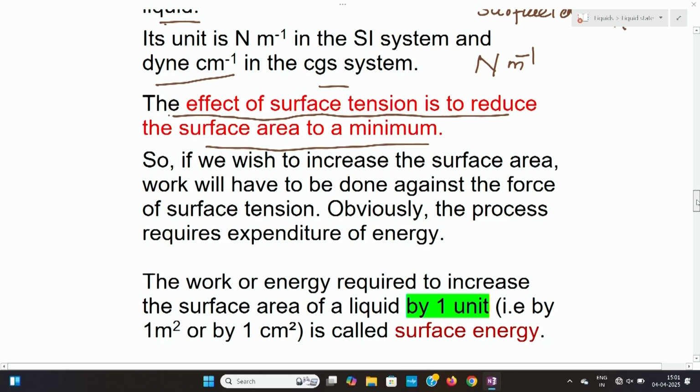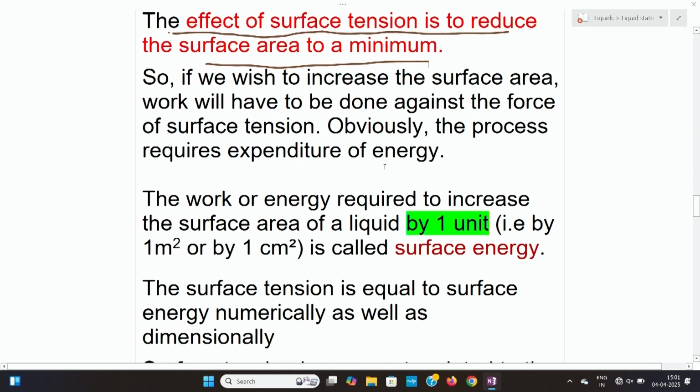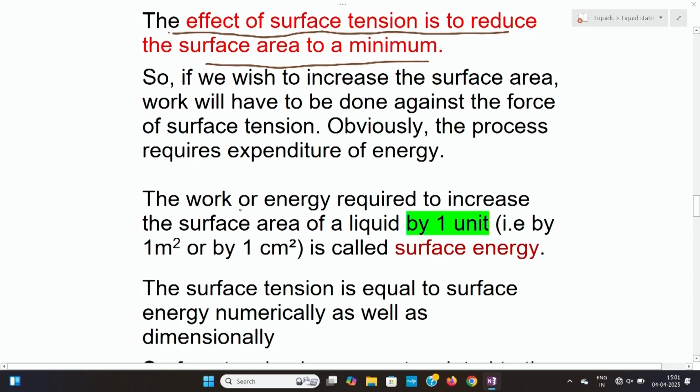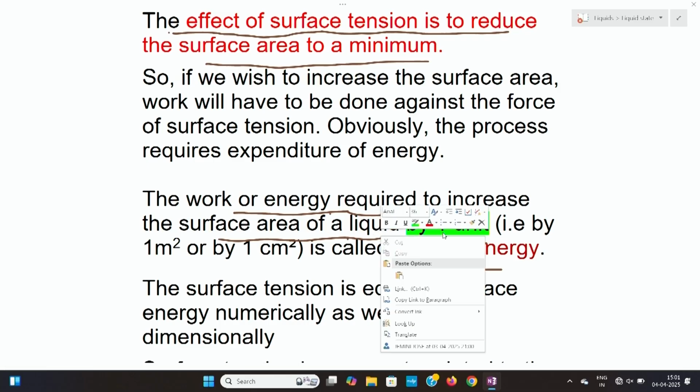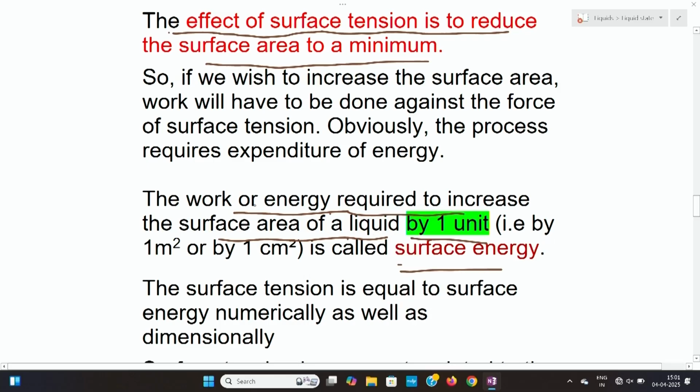Now, since the surface area is minimum, if one wants to increase the surface area of the liquid, some energy is required. That energy is called surface energy. That is, the work or energy required to increase the surface area of a liquid by 1 unit is called surface energy. I repeat, the work or energy required to increase the surface area of a liquid by 1 unit is called surface energy.